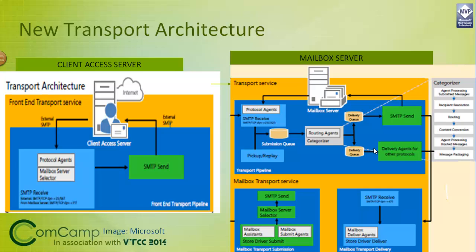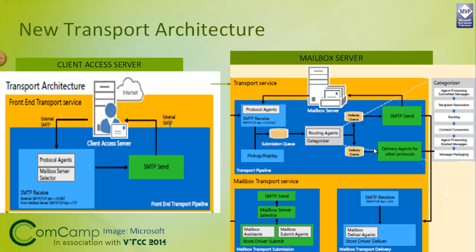So as you can see, there are three transport services showing up on this screen. The first is the front-end transport service. The client access server has this front-end transport service. So the client access server can send and receive emails from the internet using the front-end transport service, which resides on the client access server.